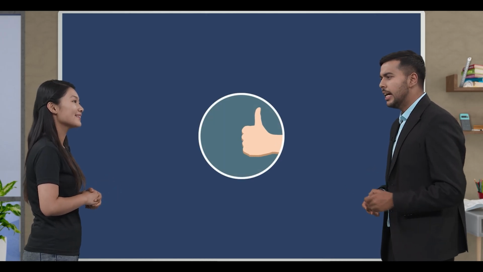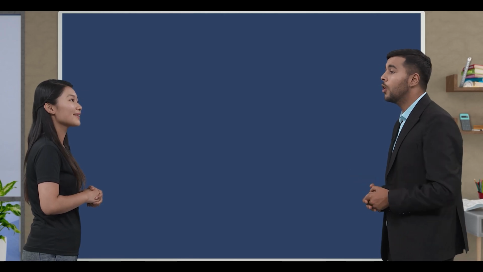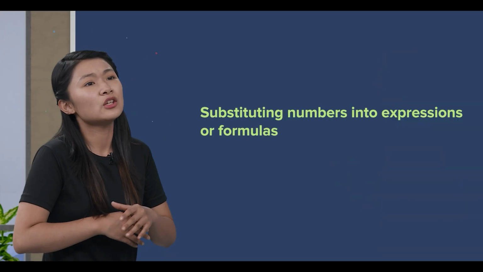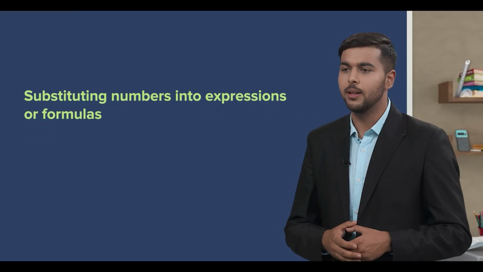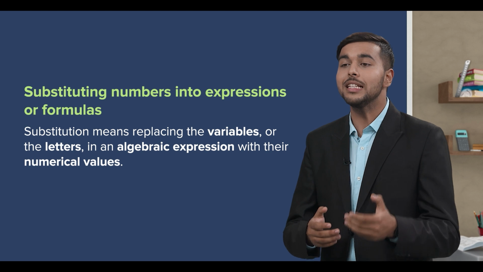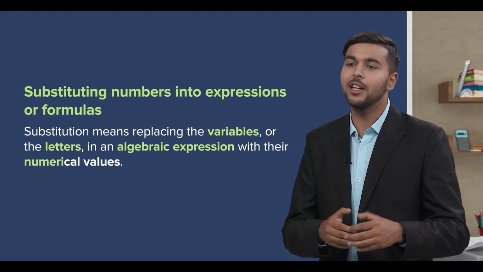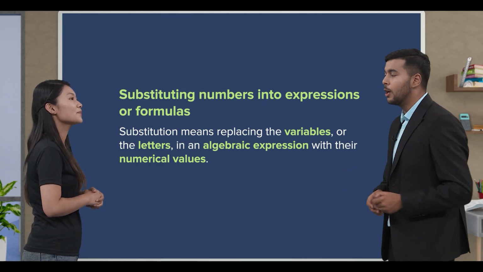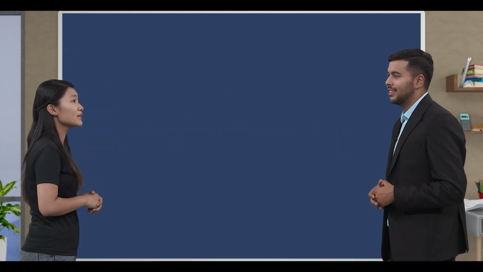That's correct. And now that we are familiar with how algebra is used, let's move on to substituting numbers into expressions or formulas. Oh yes, you mentioned this earlier as well, but what does that mean? It's quite simple. Substitution means replacing the variables or the letters in an algebraic expression with their numerical values. And after we substitute an algebraic expression, we can then work out the total value of the expression. Ah, I see. But can you give me an example too?